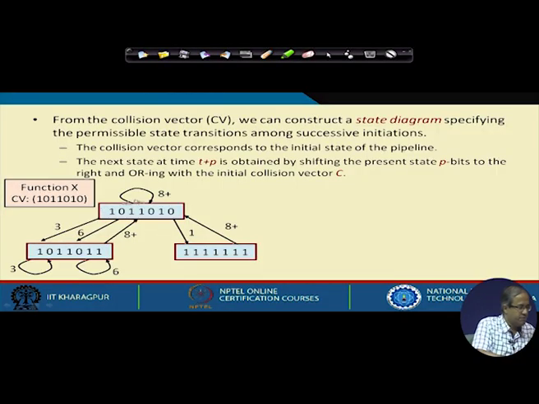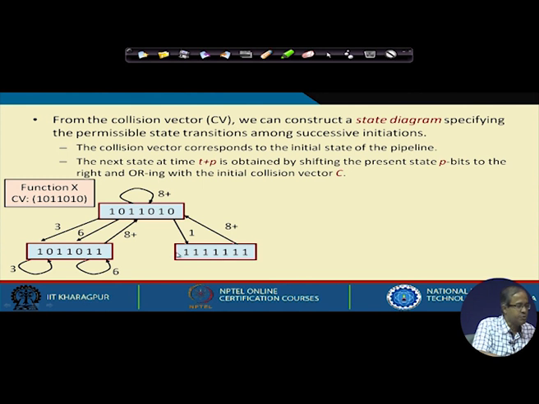So, from this initial state which represents the collision vector, if I advance time by 1, I go to this state just like I calculated. If I advance it by 3, I go to this state. If I advance by 6, you can check, you will also arrive at the same vector. But if I advance it by 8, that means if you shift it by 8, everything will become 0, and 0 OR with the initial vector will be the initial vector itself.